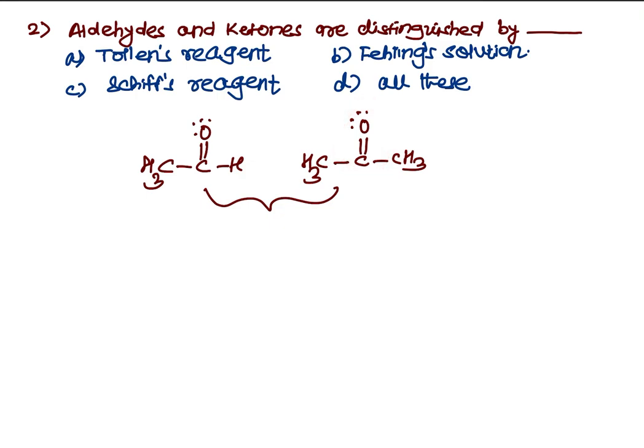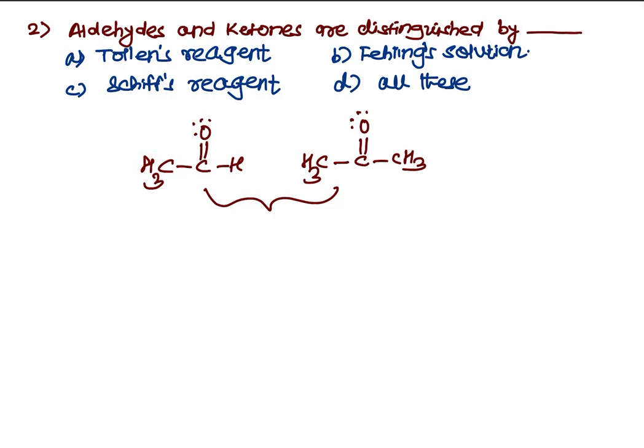Remember, whatever hydrogen is attached to this carbonyl group is said to be oxidizable. Call it oxidizable hydrogen, meaning it can be oxidized. So by using Tollens reagent, by using Fehling's solution, by using Schiff's reagent, all these are oxidizing agents. Since oxidizable hydrogen is present in aldehyde, its oxidation is possible by using Tollens reagent.